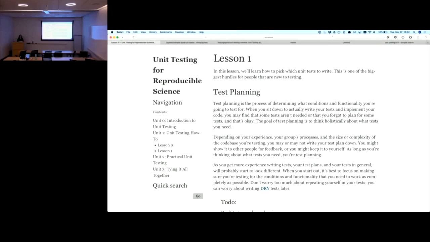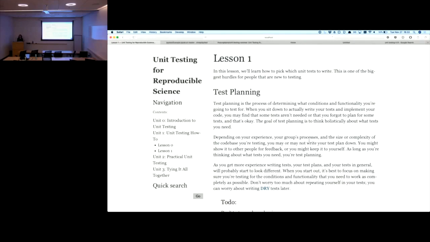As you get more experience writing tests, your test plans, the things that you think to test for, and also your tests are going to start to look different. When you're starting out, it's best to focus on testing as completely as possible the conditions and the functionality that you expect your code to be operating in. And don't worry too much about repeating yourself a lot in your tests, or about not writing DRY test code.